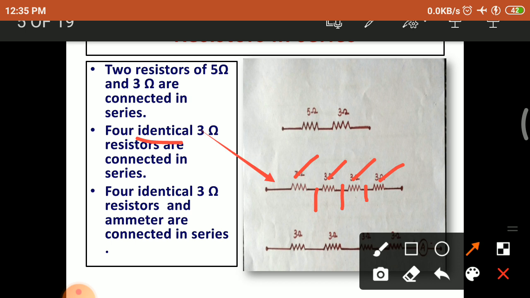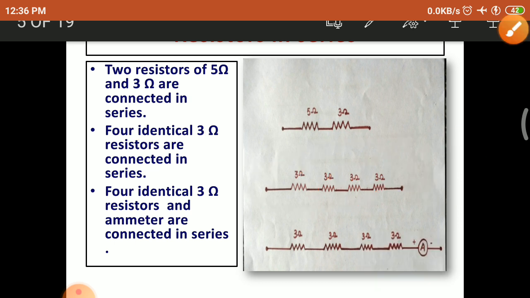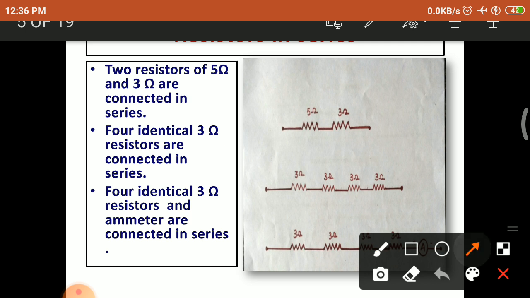The next one: 4 identical 3 ohm resistors and an ammeter are connected in series. Along with this circuit, you have to connect the ammeter. The ammeter has the symbol A and it has a positive and negative terminal. And see, this is the answer for this sentence.